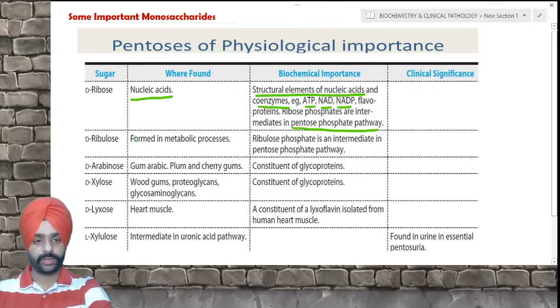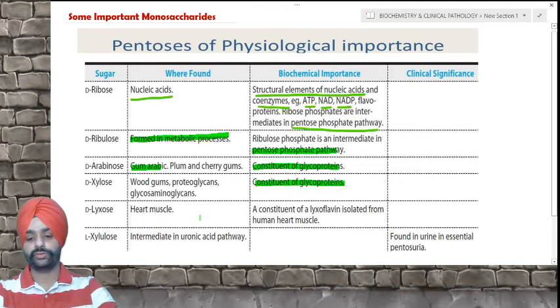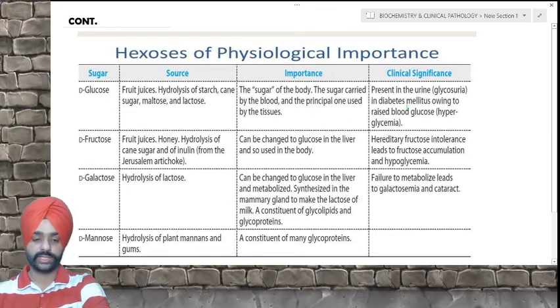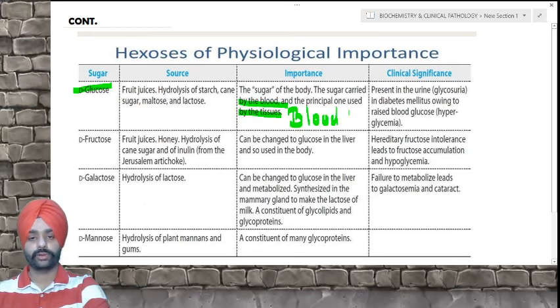Ribulose sugar is formed in metabolic processes, an intermediate in pentose phosphate pathway. Arabinose is a constituent of glycoproteins. Xylose is also a constituent of glycoproteins, and similarly the other pentose sugars. Now importance of hexose sugars, physiological importance. Glucose, number 1, it is the important sugar of the body, the sugar carried by the blood and principal one used by the tissues. So sometimes it is also referred to as blood sugar.